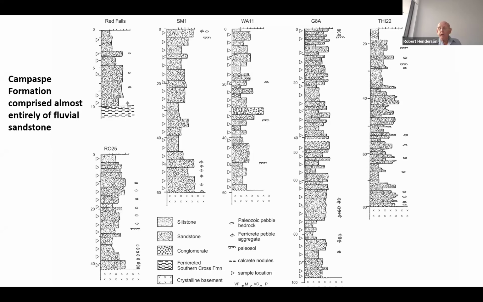Okay, so what's the Campaspe like as a sediment system? And we've got the outcrop at Red Falls, which is about 10 meters thick, that you can log, and you can see there are a few bed forms in here that can be distinguished a bit, but there are other fully cored holes through the Campaspe that allow us to see its character more extensively. And one of these holes, this one here, is almost 100 meters thick, a core to log.